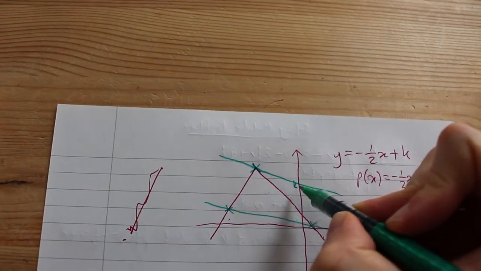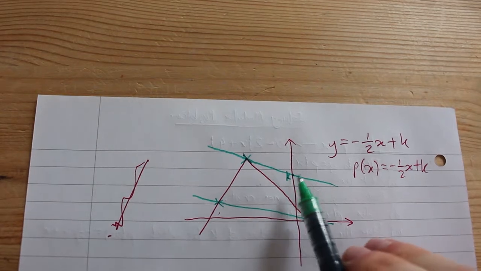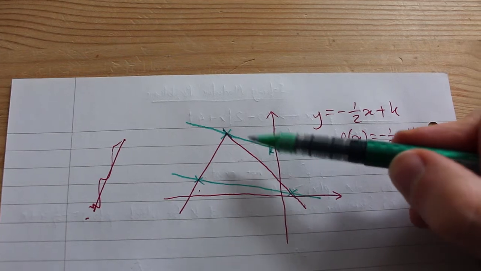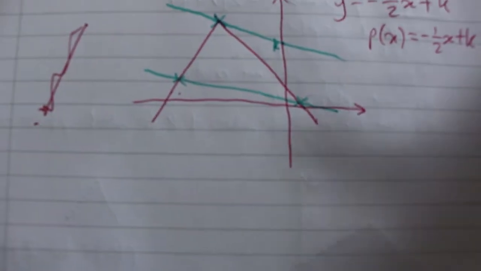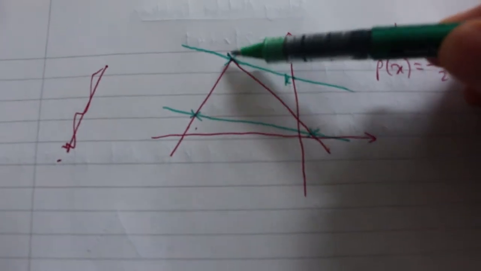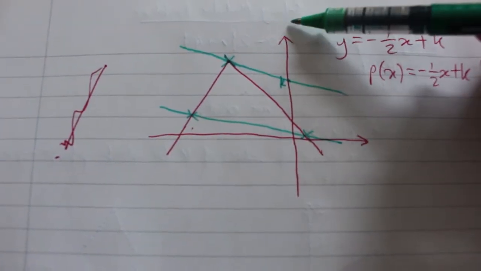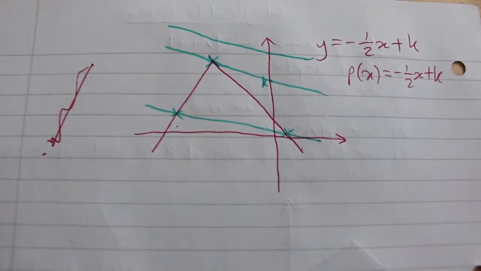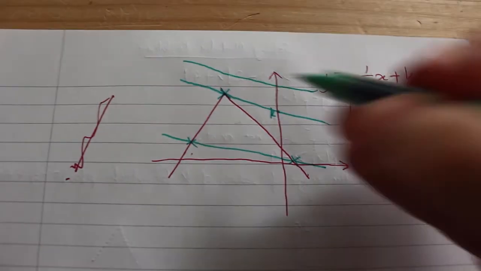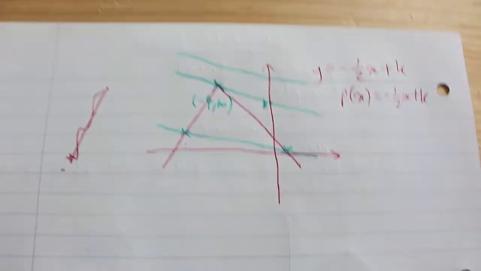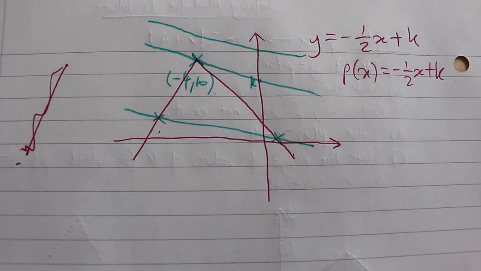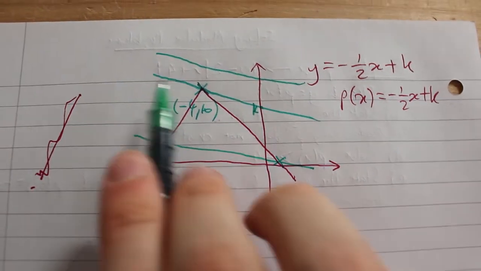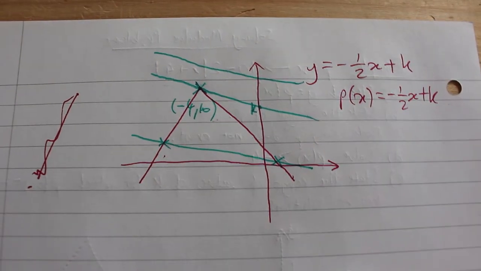And if k, this is k, isn't it? The y-intercept of this line. If k is anything higher, then they won't intersect at all. So we need to find the value of k that makes the line go through this point. And then if k is anything higher than that, the line won't meet the modulus graph at all. And we know what this point is. This point was minus 4, 10. So we just need to put that point into the line to find this value of k for this particular line, and then we need to let k be greater than that value.